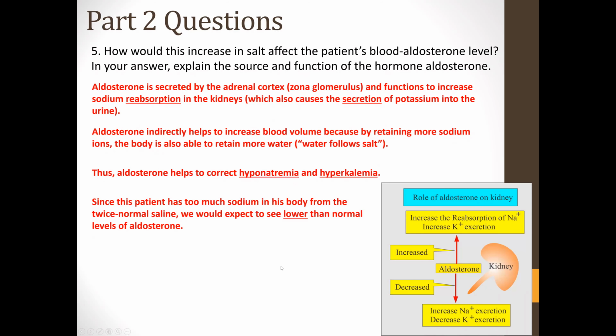So since this patient has too much sodium in his body from the twice normal saline, we would expect to see lower than normal levels of aldosterone in this patient. So this patient is actually suffering from hypernatremia, too much salt in his body, so his aldosterone release would be inhibited.